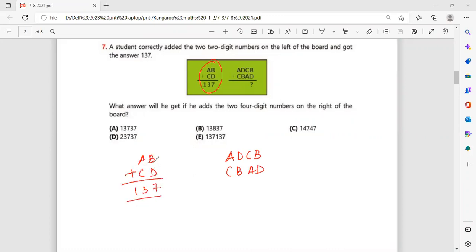Now we are not going into the breakup of the digits, but if you break this up like this and observe, you have a B plus D, which will equal 7, and A plus C or C plus A, by the commutative property of addition, will add up to 13. So you write 13 and put a carryover of 1. Now same thing, B plus D is 7 plus 1 is 8, and A plus C is 13. So the answer is 13837, which is option number B.